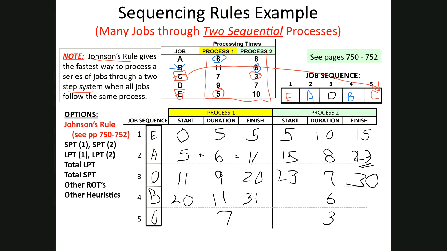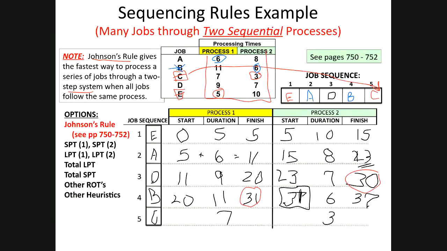Now be careful here. What time can job B start on process 2? Well, we're going to compare these two numbers, 30 and 31. This is kind of like, in a way, a lot of our critical path work that we did. It will be the maximum of those two values. So job B can't start on process 2 until it finishes process 1 and when process 2 is available. So it starts at time 31 and finishes at time 37.